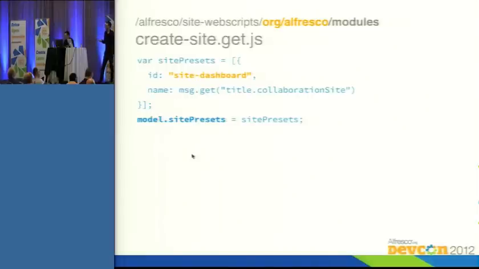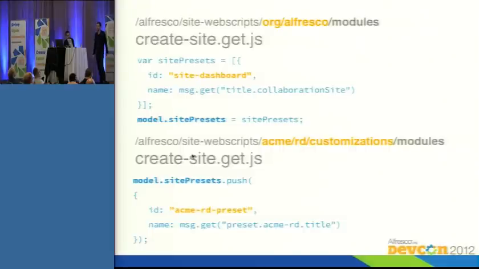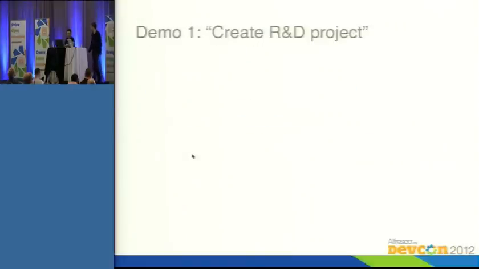So as a concrete example, we're looking at the Create Site JavaScript controller for the Create Site dialog. The only thing that it's actually doing is creating an array which contains the different presets that should be listed inside the type dropdown. So as you know, usually there's only one, and that's the site dashboard one. So what we are doing now is that we want to make sure that that array actually contains two values. So we're doing that by, inside our Acme R&D customizations package, mirroring the remaining path to the file that we want to enhance. So once our JavaScript controller is being run, the site presets array will already have one value. So the only thing we need to do is just push on our custom preset onto that array. And that's about it.